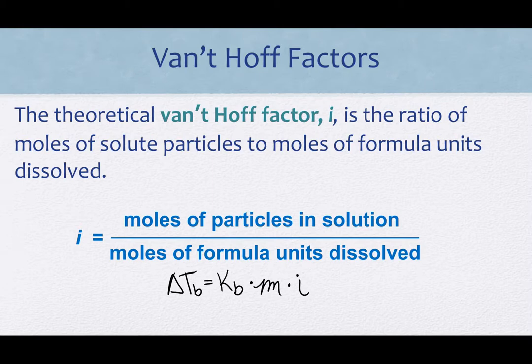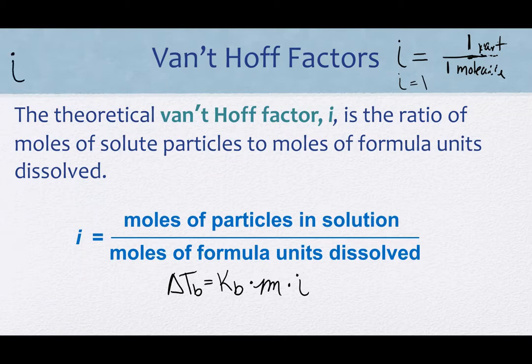So the Van't Hoff factor is the ratio of moles of solute particles to moles of formula units dissolved or moles of molecules dissolved. Okay, so for our sugar example, for every one molecule or formula unit we put in, there's going to be 1 particle in solution. Okay, so 1 over 1, the Van't Hoff factor for sugar would just be 1. Multiplying by 1, not going to change anything.